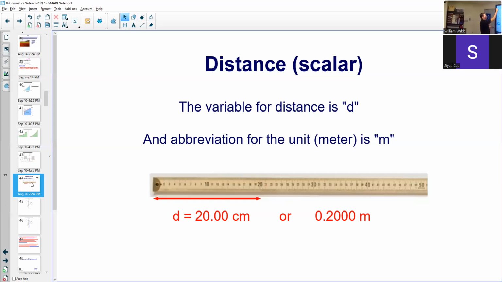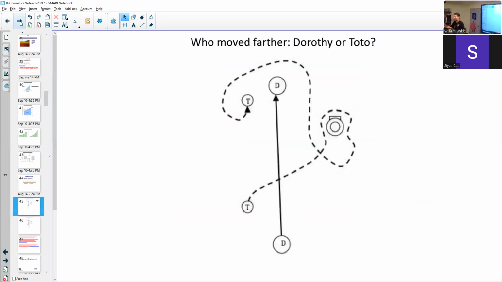All right, so here's where, like I said, if we don't define what we mean by distance clearly, we can start having some debates about certain scenarios. So here we've got Dorothy and Toto. Dorothy is standing here initially and walks and ends up over here. And Toto is standing here and comes over here, sniffs around the toilet, comes over here and ends up over there. So who went farther? Sam?